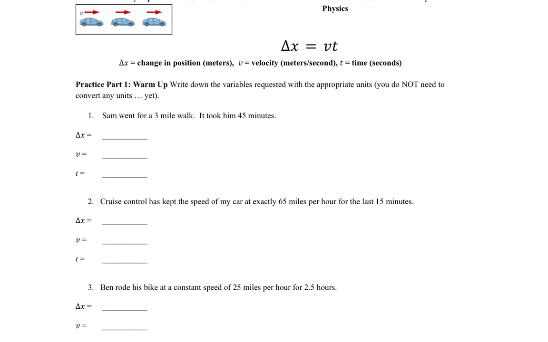So let's say you have a problem that says Sam went for a 3-mile walk and it took him 45 minutes. First thing you got to do is list out your variables and fill in what you know. So go ahead, pause the video, fill in what you know, then come back. Okay, hopefully you put that delta x is 3 miles. You can't use m to stand for miles. M stands for meters in our class. So if you have miles, you have to either write out miles or at least put mi.